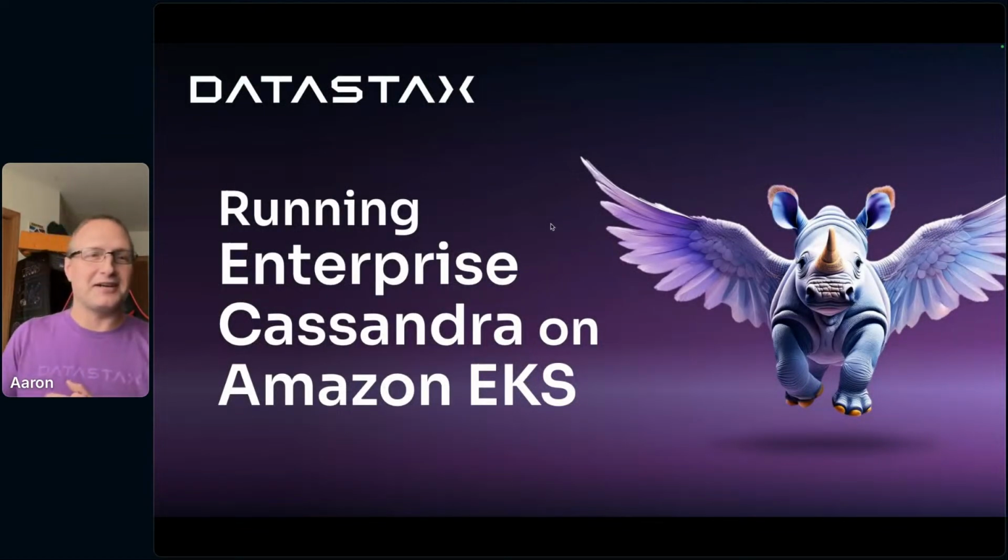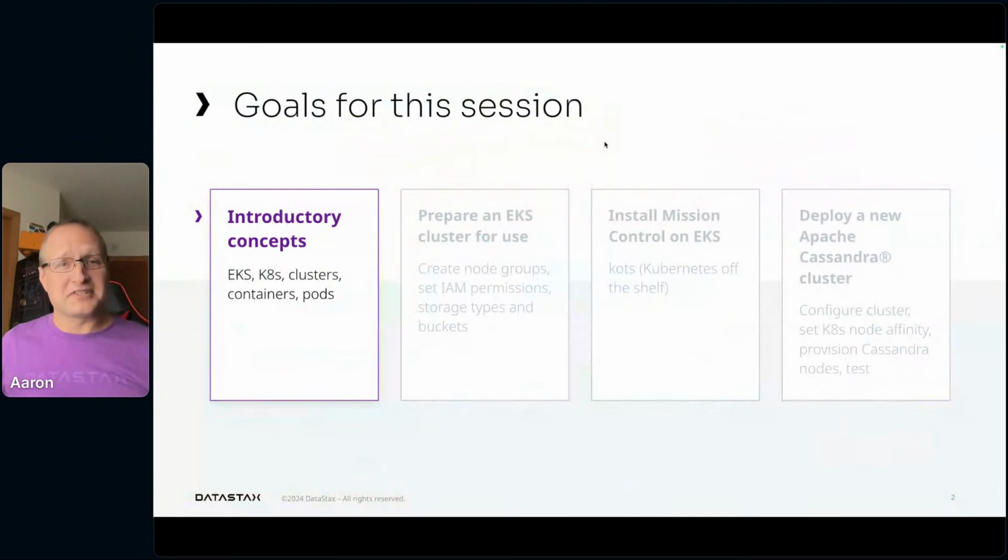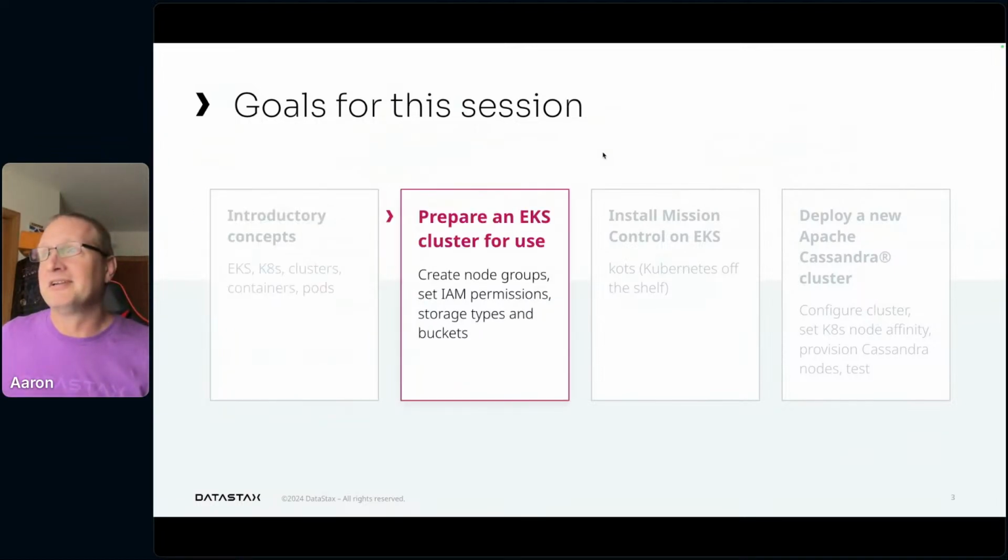Running Enterprise Cassandra on Amazon EKS. For this session, our goals are actually pretty simple. I'm going to quickly go through some introductory concepts about Amazon EKS, Kubernetes, clusters, containers, pods, et cetera. We are going to use a pre-prepared EKS cluster. I would go ahead and have you watch me put one together, but A, it takes a while, and B, there's a lot of moving parts and a lot of places for things to go wrong. So it's really just better if I get it to a good state and then show you things about it, and then we'll pick up from there.